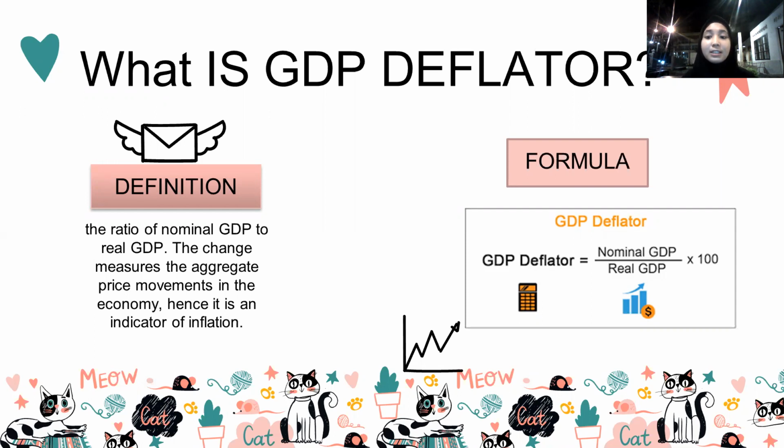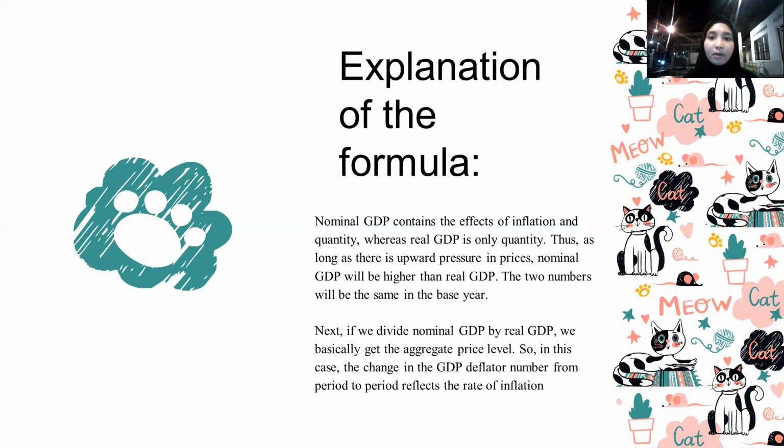The formula is GDP deflator is nominal GDP divided by real GDP, and after that we multiply by 100. In the formula, nominal GDP contains the effect of inflation and quantity, whereas real GDP is only quantity. Thus, as long as there is an upward pressure in price, nominal GDP will be higher than real GDP. The two numbers will be the same in the base year.